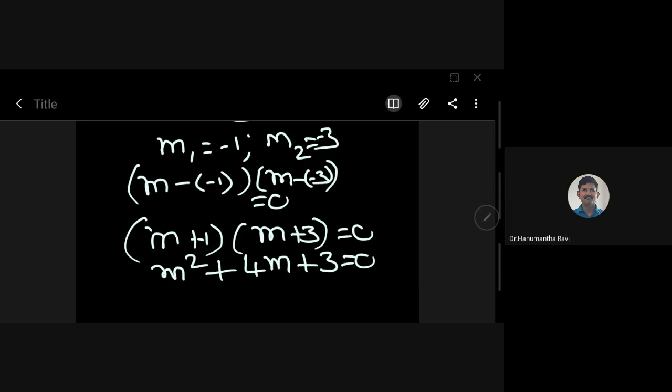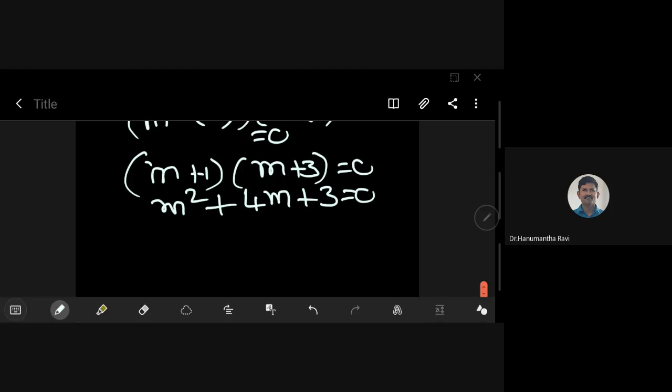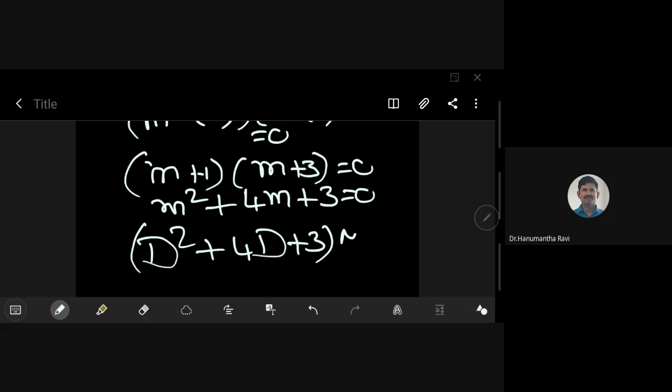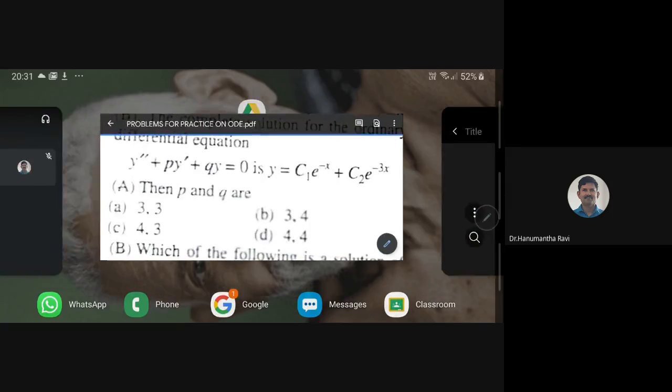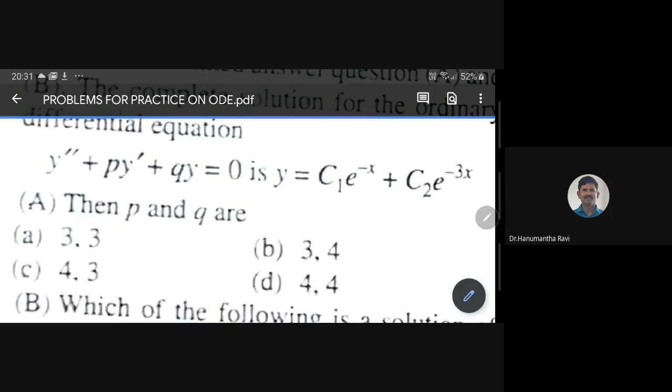So what will be our differential equation? Our differential equation is D square plus 4D plus 3 acting on y is 0. So p is 4, q is 3. So the choice is there, I think, here. P is 4, q is 3, C is the answer.